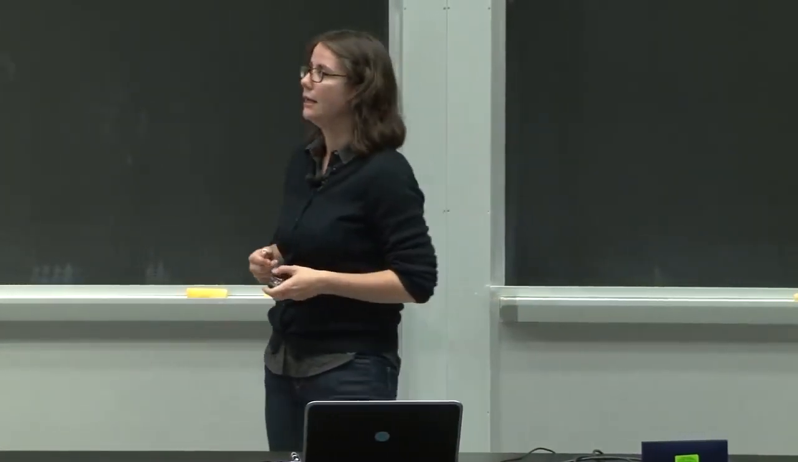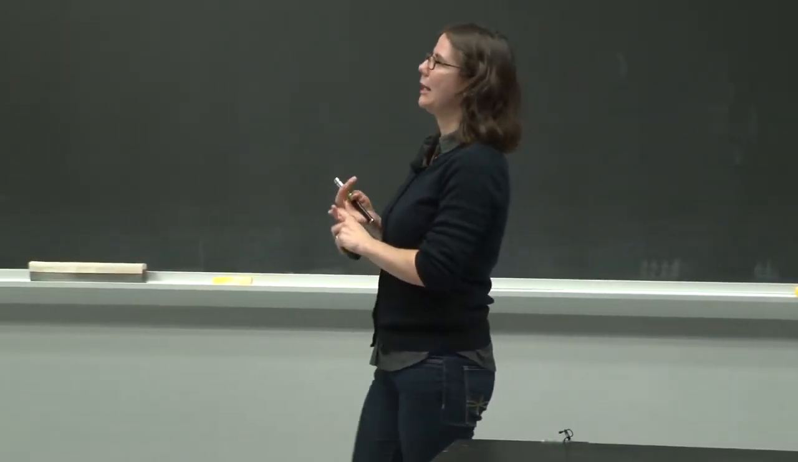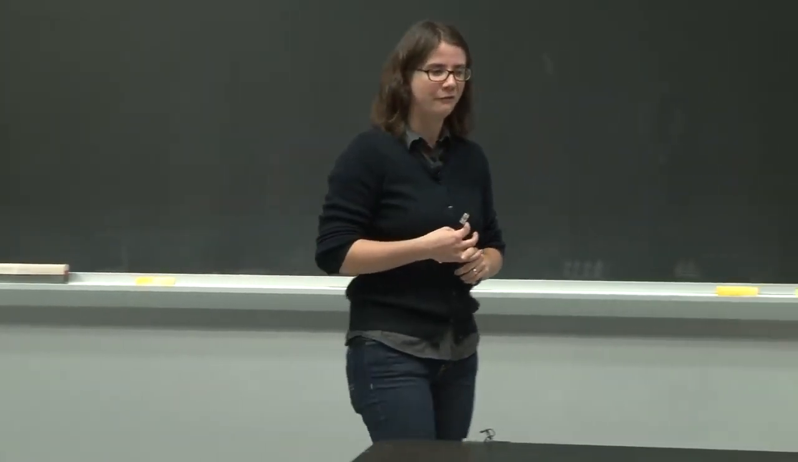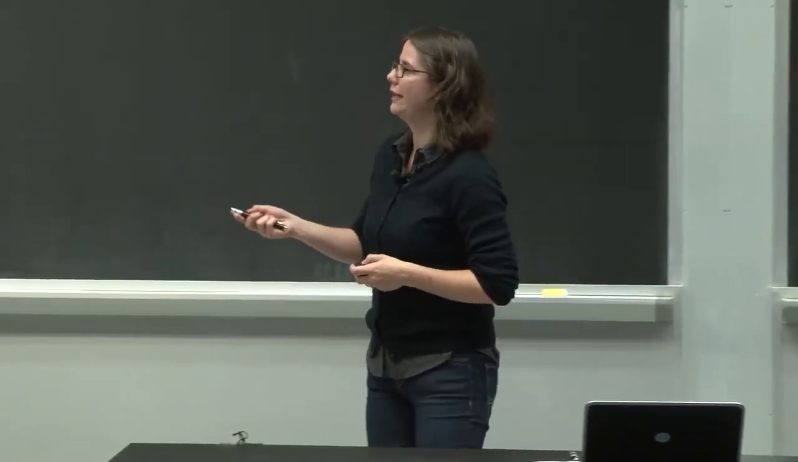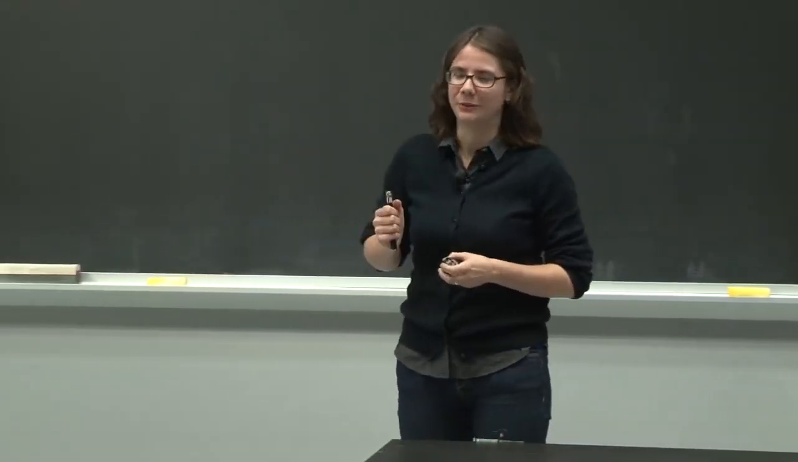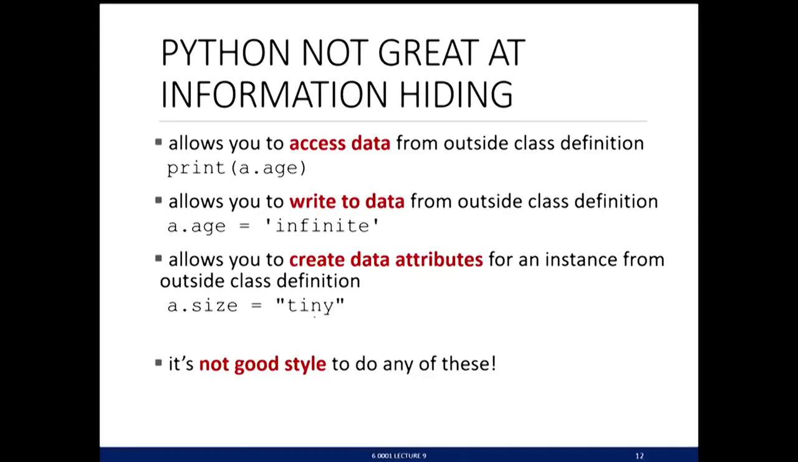Okay. So information hiding is great, but having said that, Python's actually not very great at information hiding. Okay? Python allows you to do certain things that you should never be doing. Okay. So the first we've just seen. The first is to access data attributes from outside of the class. Okay? So if I were to say a.age, Python allows me to do that without using a getter and setter.